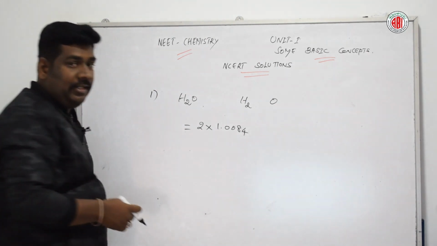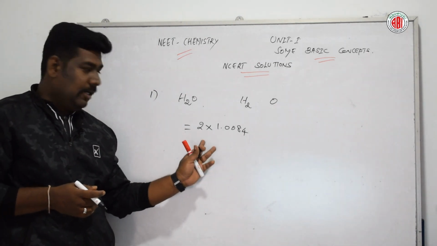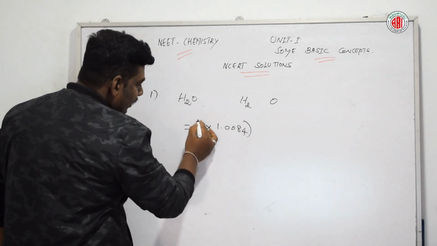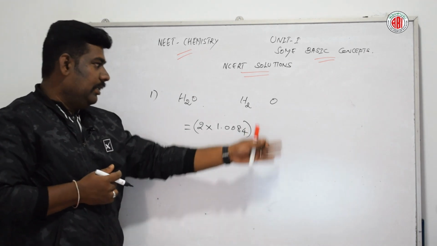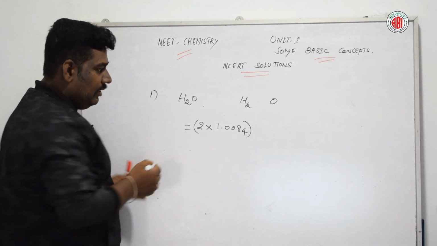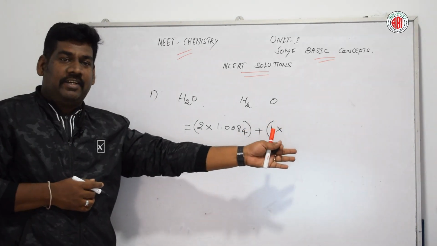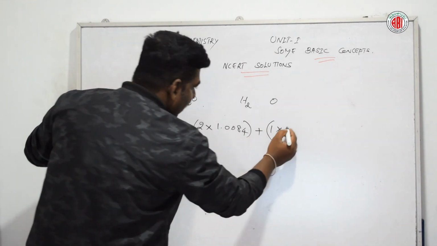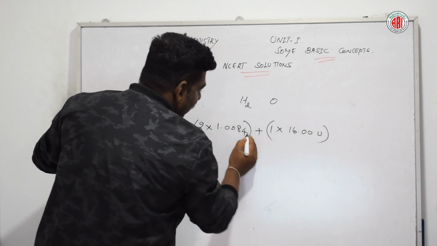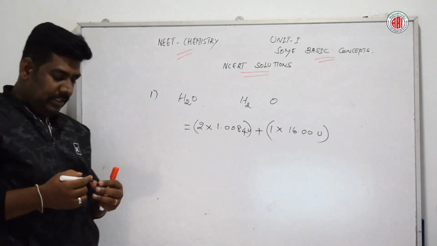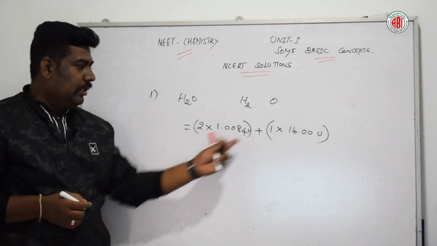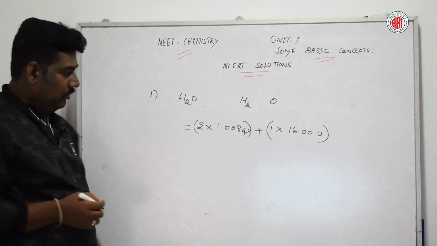So this is the atomic mass of hydrogen, and it should be multiplied by the number of hydrogen atoms present in water. Now, the number of oxygen atoms in water is 1. The atomic mass of oxygen is approximately 16.00. u stands for atomic mass unit. Now we multiply these and add them. Let us see how we get the answer.